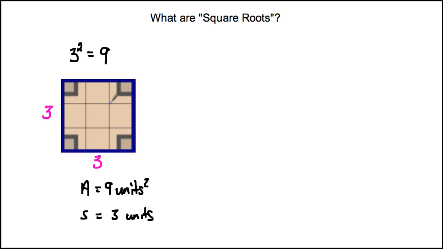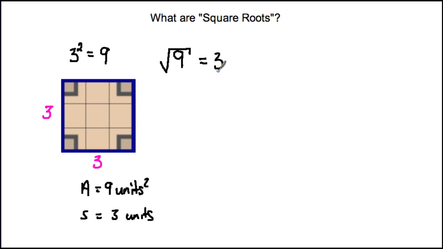Well, square root asks the question the opposite way. It says, if I know the area of a square is 9 units, how long must each side of the square be? In this case, we write this a little bit differently. We say, we know the area is 9, and we want to find the square root of it. That's this symbol here, and that is equal to 3, because a square that has an area of 9 has a side length of 3 units. And that, in its simplest form, is what a square root is all about.